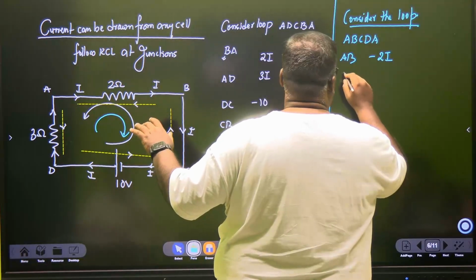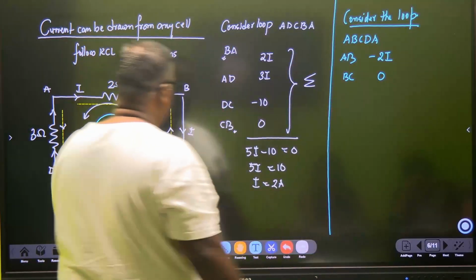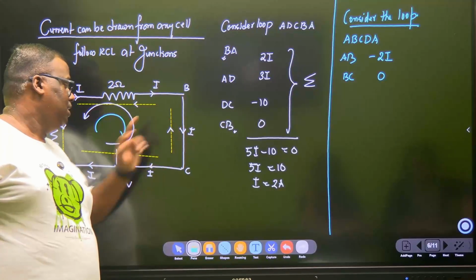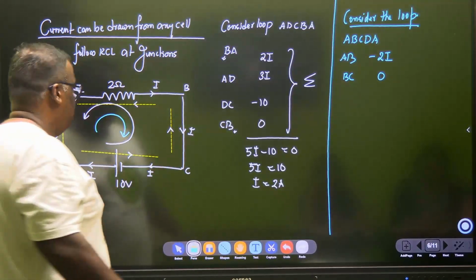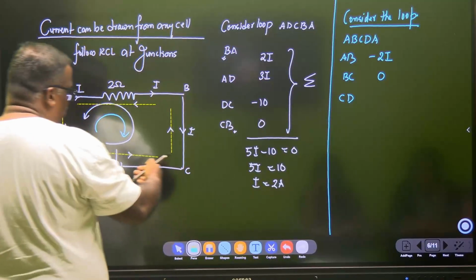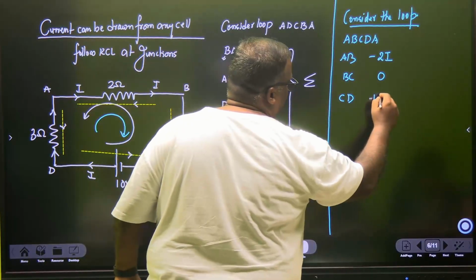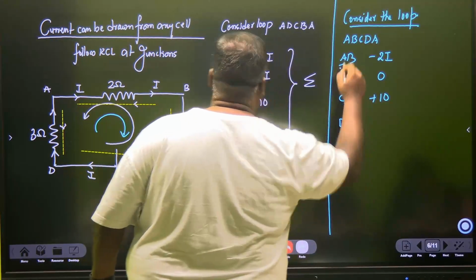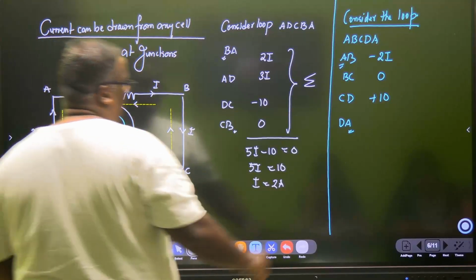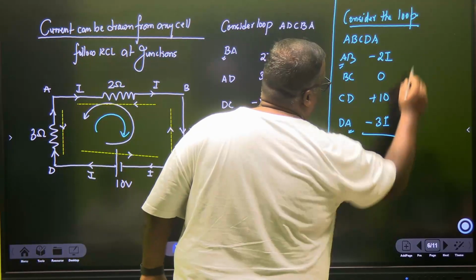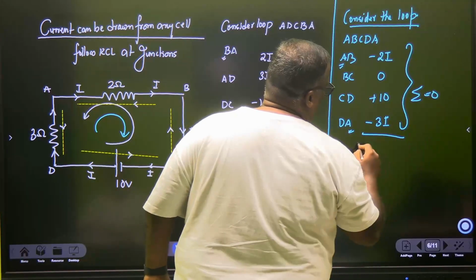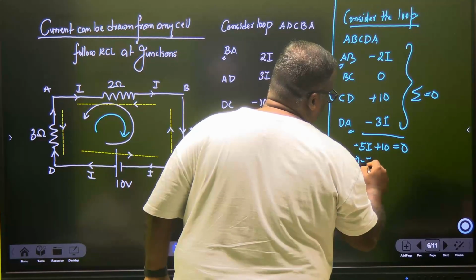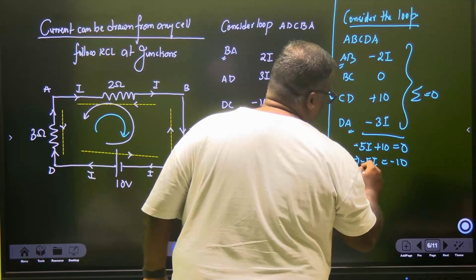Then I come to what? BC. There is no drop. It's the same. Don't take I, huh, beta. All is with voltage. Okay. Then I come here. That is CD. And I'm moving from low potential to high potential. So it is a plus 10. And then I move DA. Have I ended where I started with? Absolutely. And I'm moving along the direction of current. Negative 3I. This sigma should be equal to 0. So it's negative 5I plus 10 is equal to 0, or negative 5I is equal to negative 10.